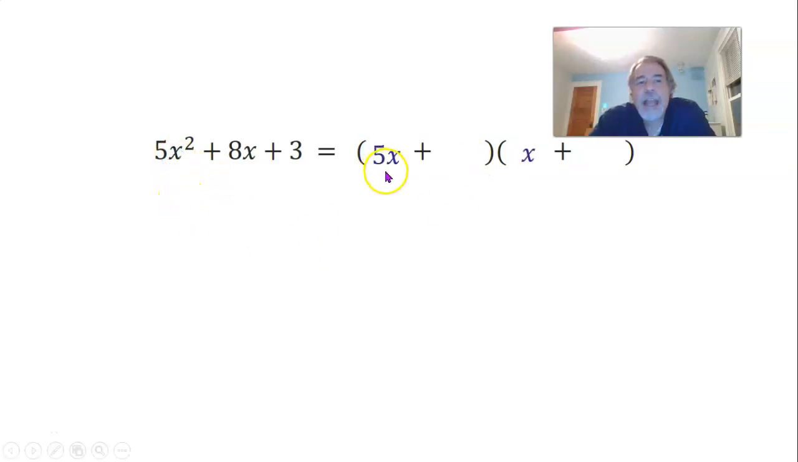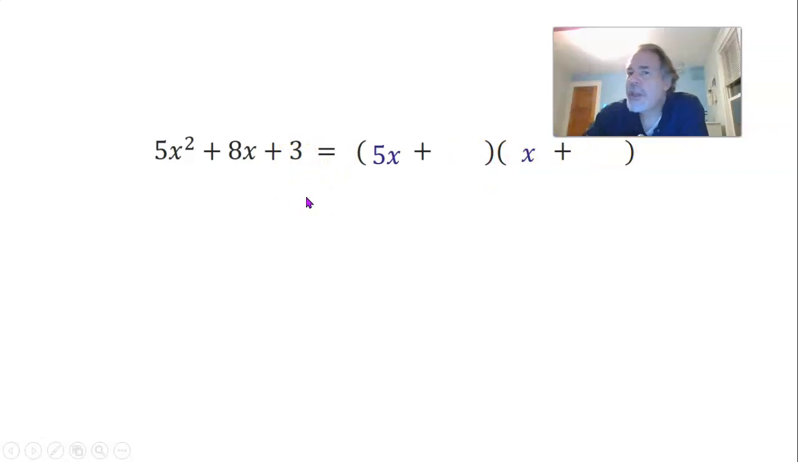Well, one of them has to have a 5x, and the other one just has to have an x. So 5 times x times another x, that's 5x squared. Now think about what could go here and here. These have to be numbers that multiply together to give you 3. That's going to be the L part of FOIL. Last terms multiply together give you 3.